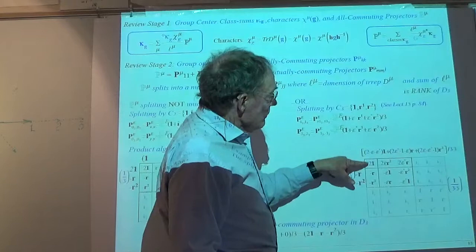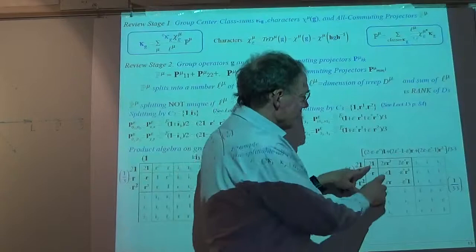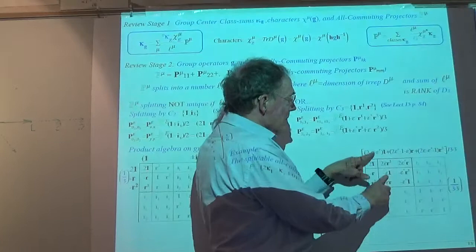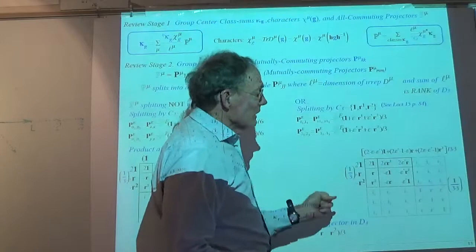and then minus, look what you've got here. You've got a 1 here, and a 1 here, and a 1 here. So those are all being summed up. 2 minus epsilon star. That takes care of the coefficient of the unit operator.